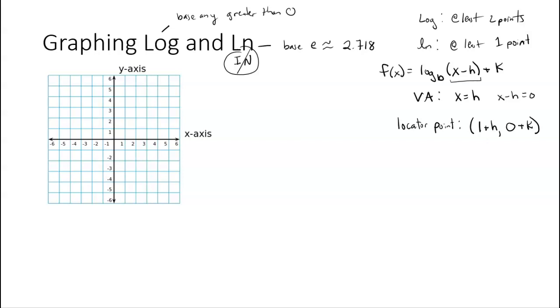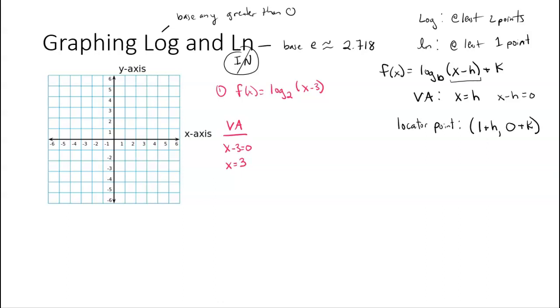Okay, so let's take a look at our very first example. Number 1 says f of x is equal to log base 2 of x minus 3. All right, so the first thing I want to do is tackle my vertical asymptote, my VA. I'm going to set my x minus 3 equal to 0, and if I do that, I get x is equal to 3.